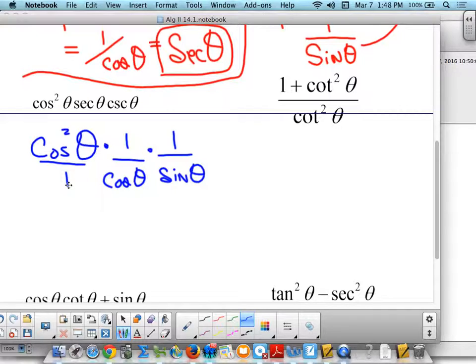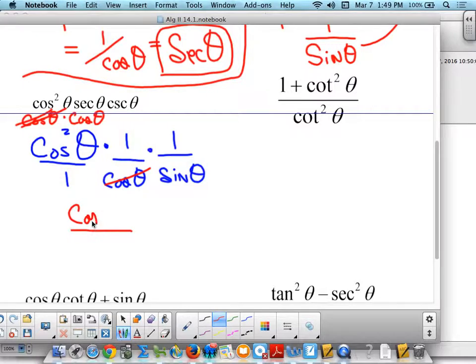What you need to realize is cosine squared is really just cosine of theta times what? Cosine of theta. So try to remember. You don't have to write that, just remember that. And now you've got a cosine times 1 over a cosine sine. What are you going to do? You can get rid of the cosine on the bottom, and another cosine would cancel, so you can get rid of that too. So now this is cosine times 1 times 1.